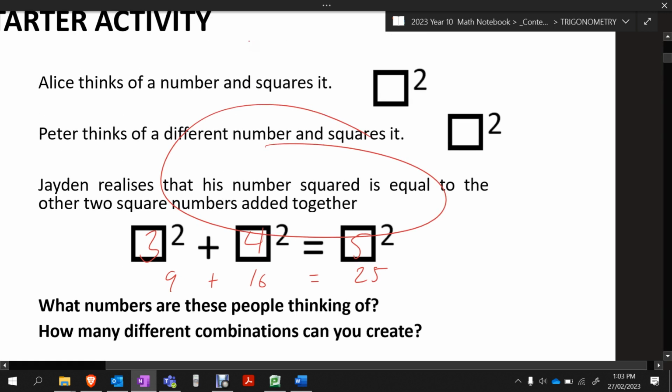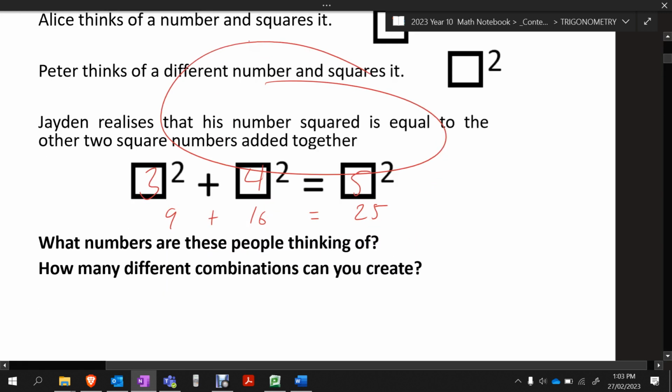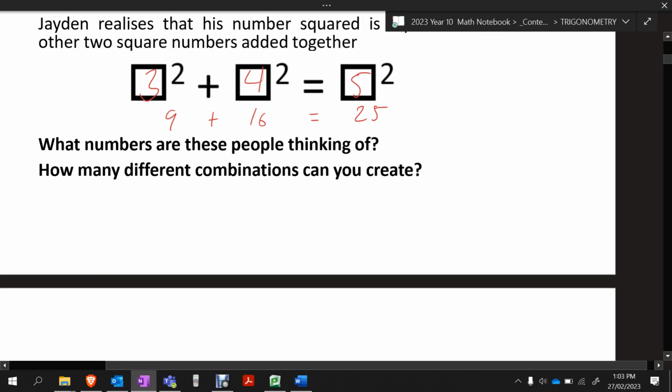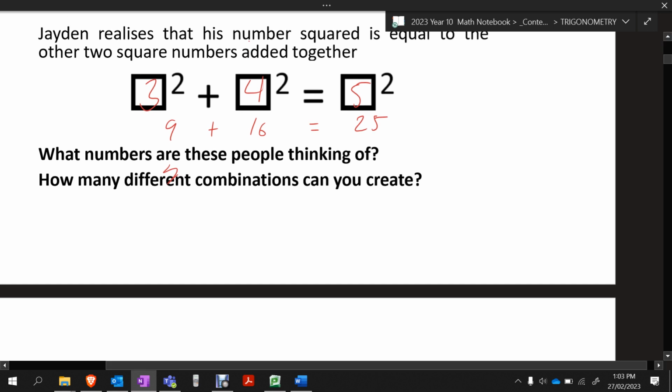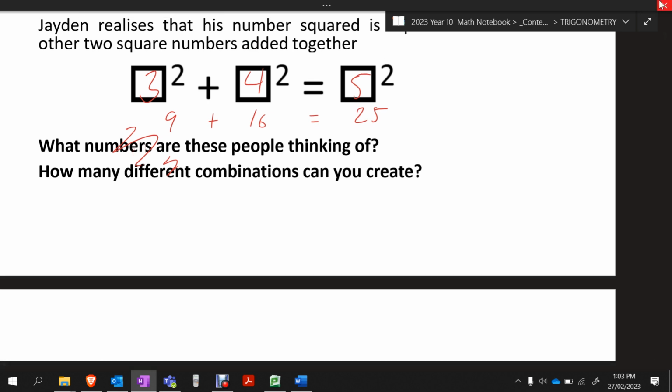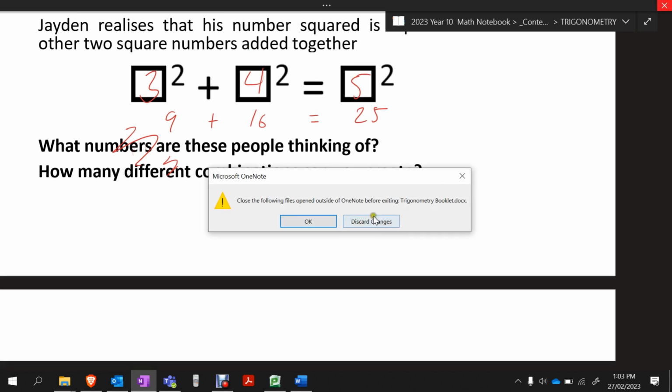So, 3 squared plus 4 squared equals 5 squared. Okay, person next to you, think of other numbers that work with that. Keep going, talk about it. Discuss it. I'll give you 1 minute. 25 squared.